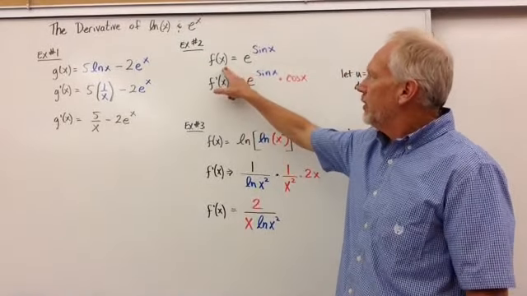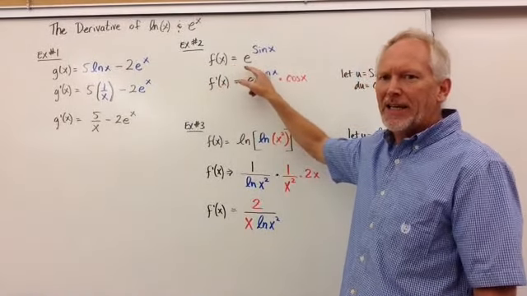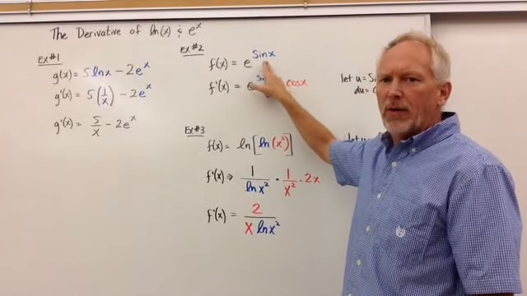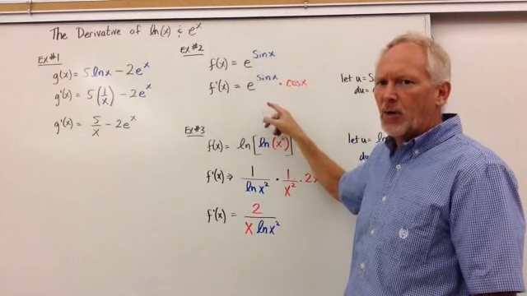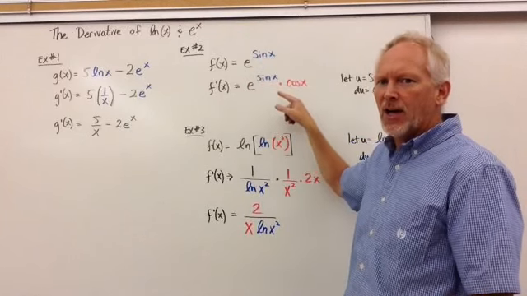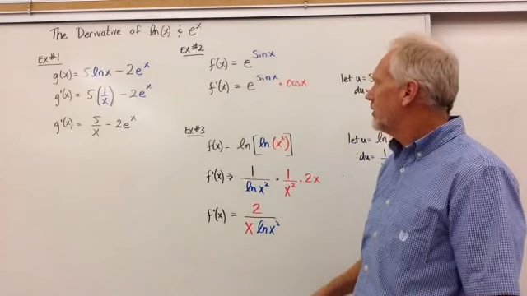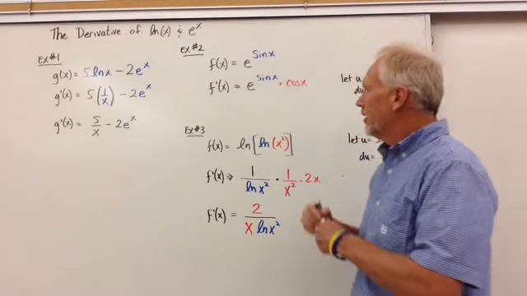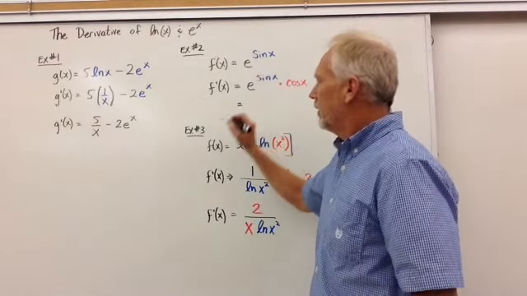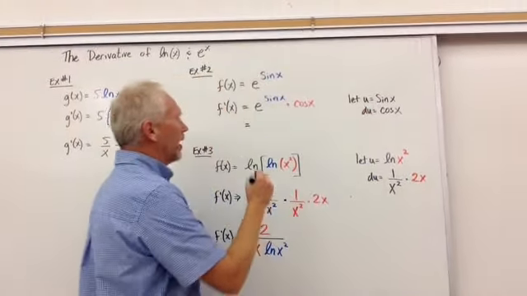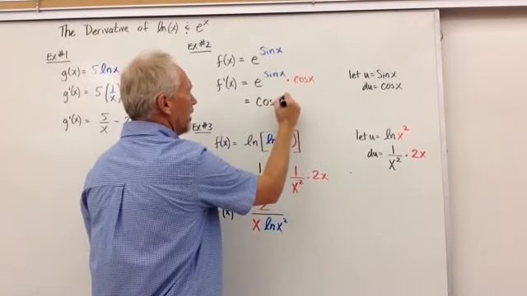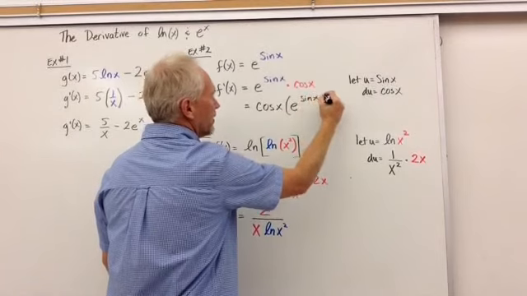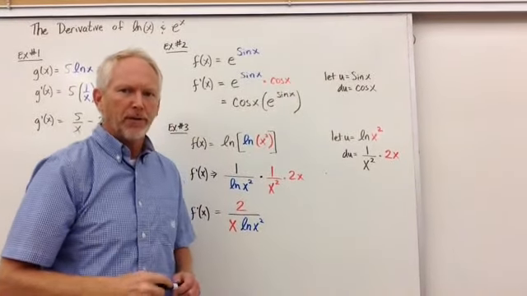So f of x is equal to e to the sine of x. Well, what's the derivative of sine? It's cosine. So we get e to the sine of x times cosine of x. So we could write cosine of x here. And this also equals, if I go to the other side, we could write this as cosine of x e to the sine of x. All right, to make it a little bit more clear.